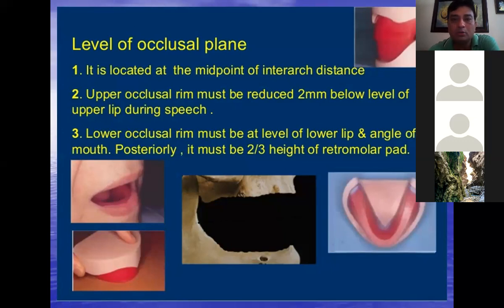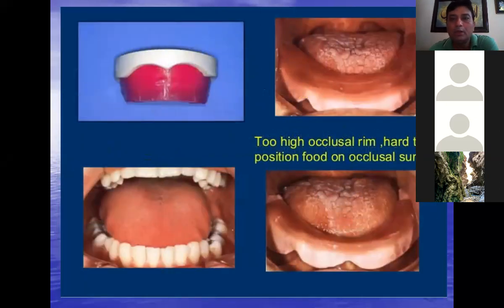the vertical dimension establishment is a 5 minutes job. But if you are doing the things without knowledge and its execution, the things might be difficult for you to establish. So again, you can see here, this occlusal plane is below the dorsal surface of your tongue. Understanding is very, very important.